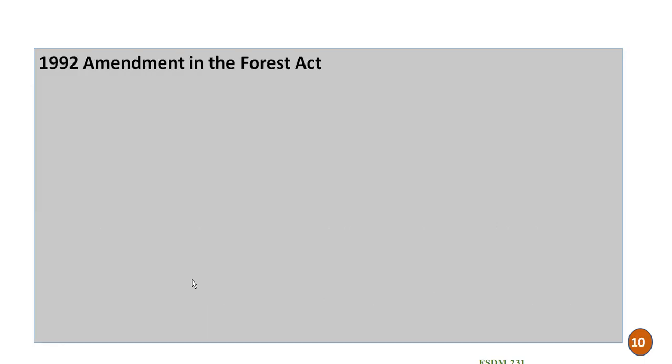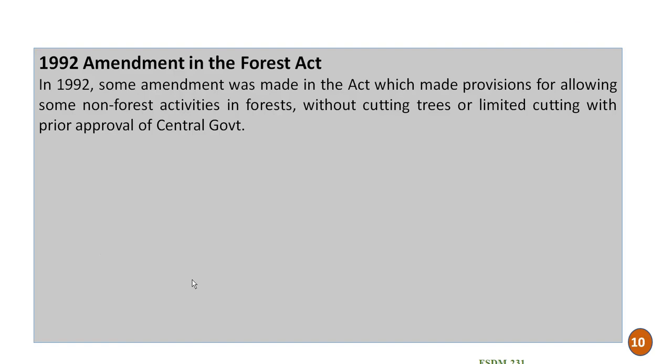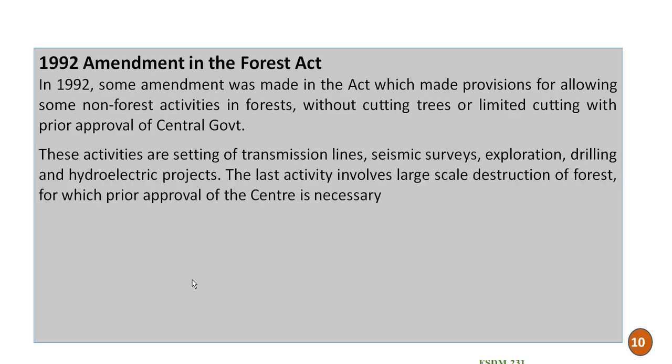And in 1992, an amendment was made by the government in the Forest Act, which includes provision for allowing some non-forest activities in forest without cutting trees, or with limited cutting, with the prior approval of the central government. So these amendments were made by the government later on in 1992, through which provision was made by the central government for allowing some non-forest activities in forest, without cutting trees or with limited cutting of trees with prior approval of the central government, which was banned earlier.